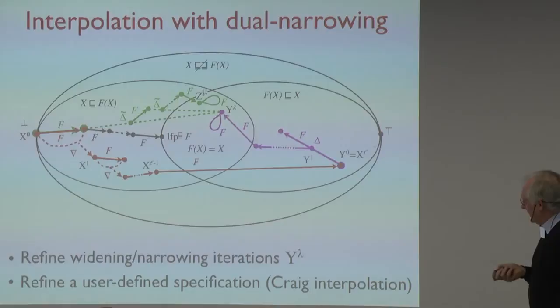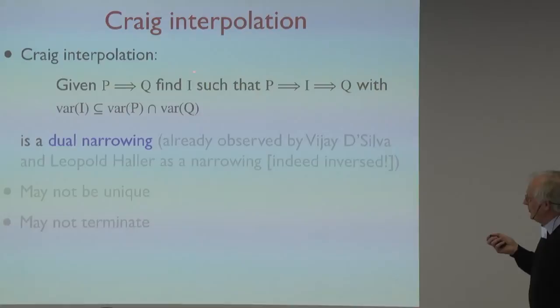So just to make the point, the Craig interpolation, you see you are given P, which is a logical formula, which implies Q. So this is a previous iterate. This is the next iterate. And you are able, with Craig interpolation, to find something in between. Oh, next iterate, it was the user specification in the case of McMillan. And you find something in between with the additional property that the variable of the interpolant is included in the intersection of the variable of P and Q. But this hypothesis is just an extra hypothesis. It's not needed in the correctness of the result.